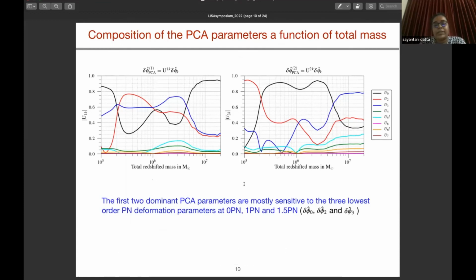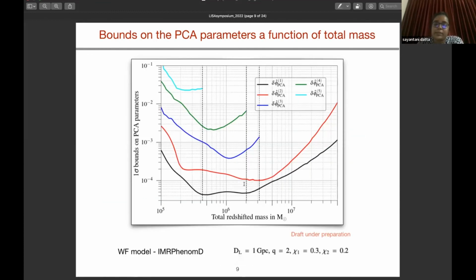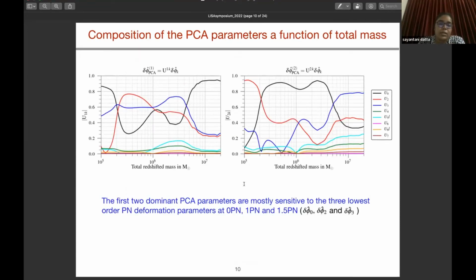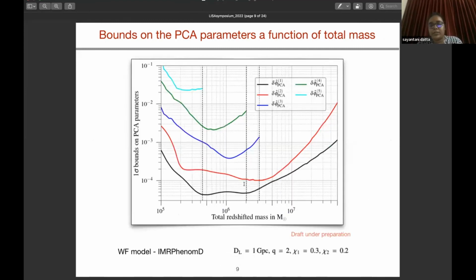What I'm showing is really the composition of these PCA parameters, which are made up of all the 8 original deformation parameters. But yeah, as you said, this part is really the data reduction in the dimensions that's happening. Okay, and as you explained, that's a function of the total redshifted mass, as described in that plot. Yeah, thank you.